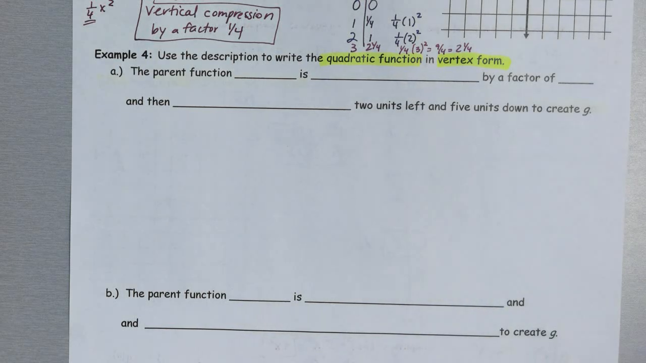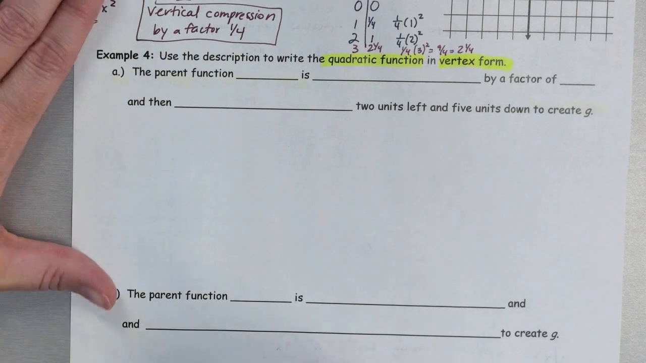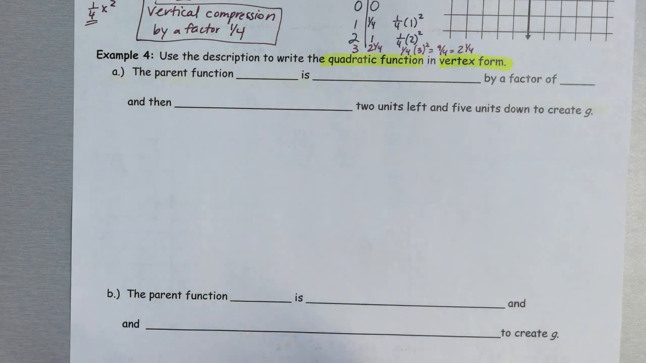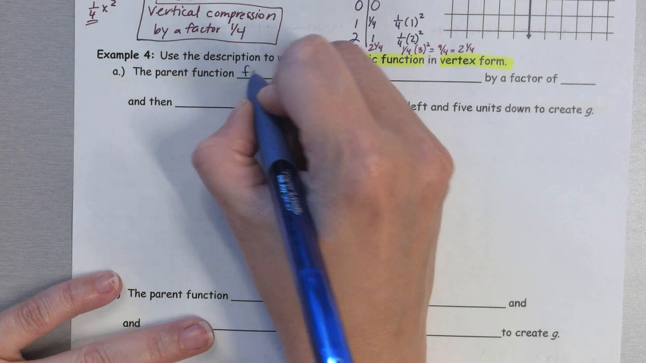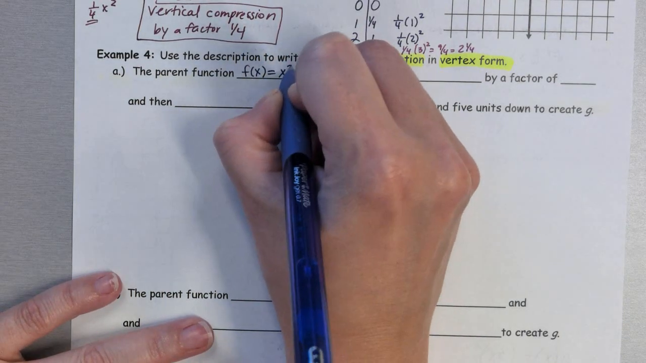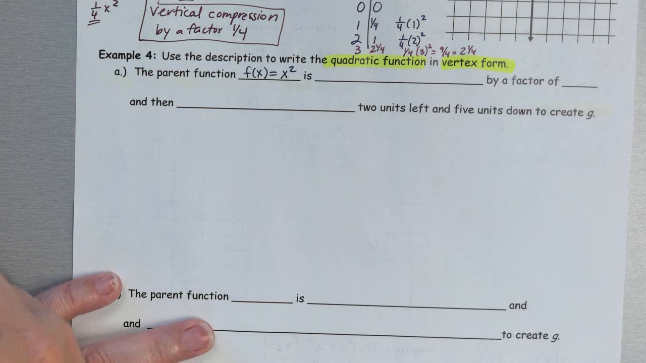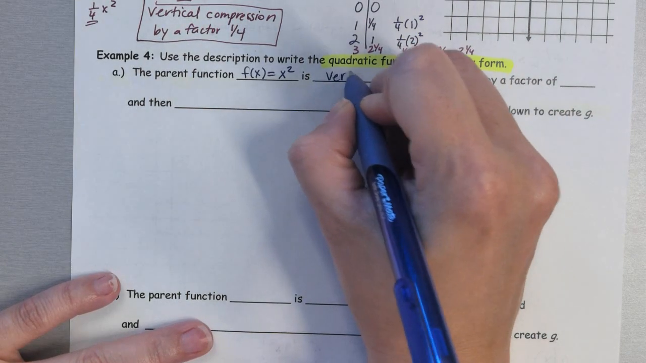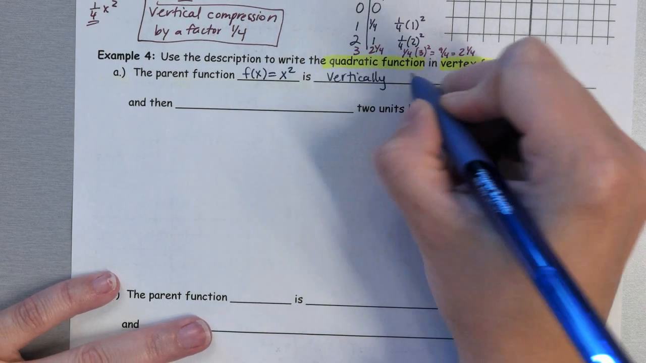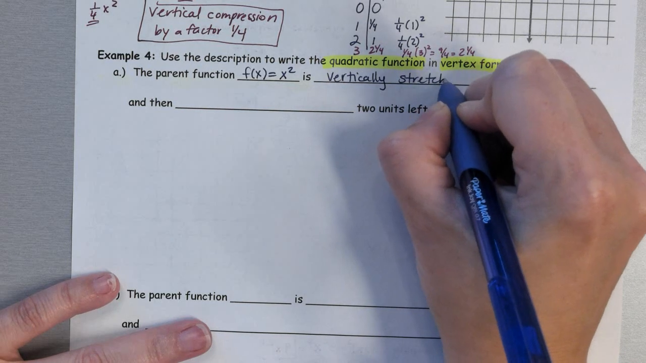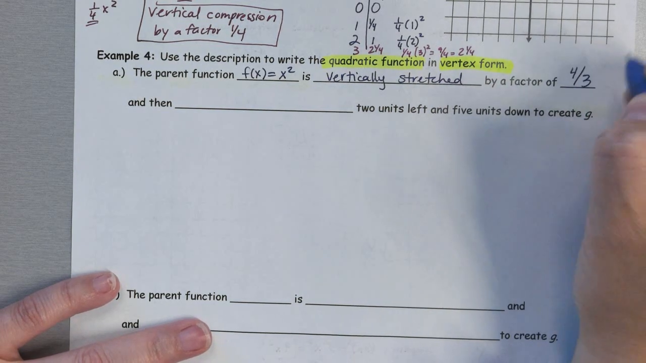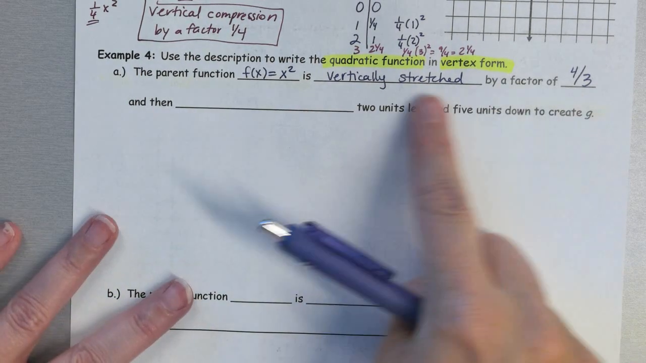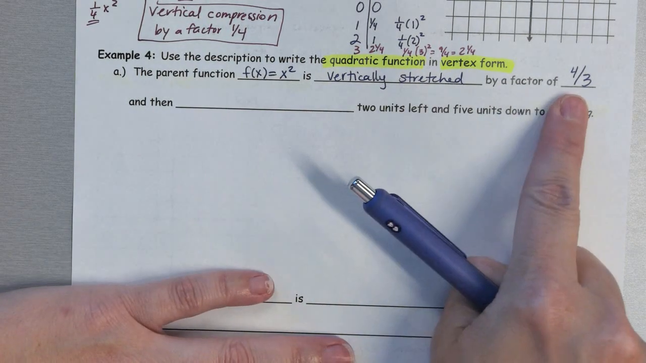Okay, and then we're going to fill this in. All of these will be directions given to you. Okay? So for part A, it's the parent function, f of x equals x squared. That is vertically stretched by a factor of 4/3. Now, even though it's a fraction, it is a stretch. Can you guys tell me why?